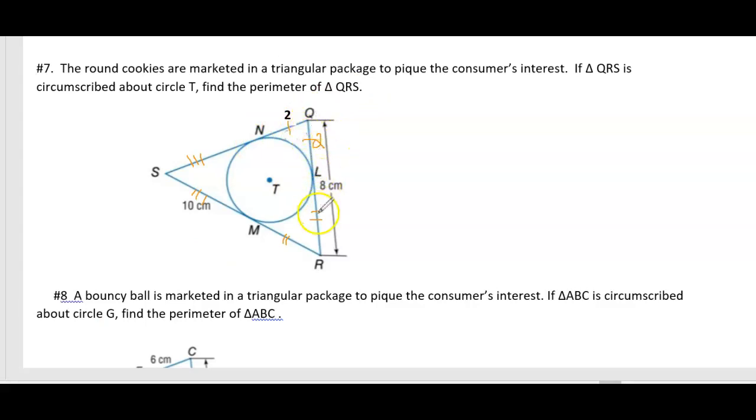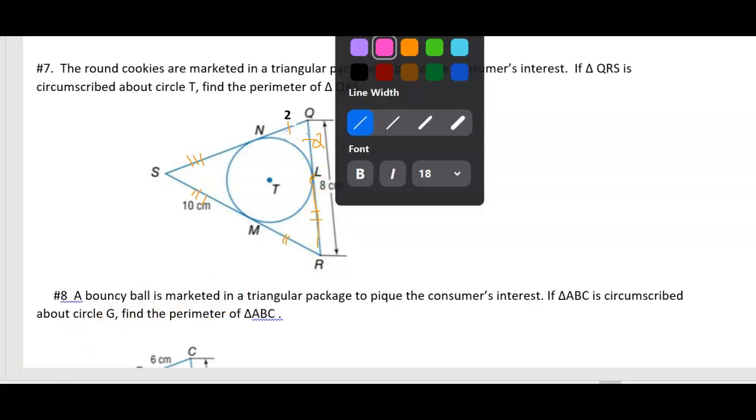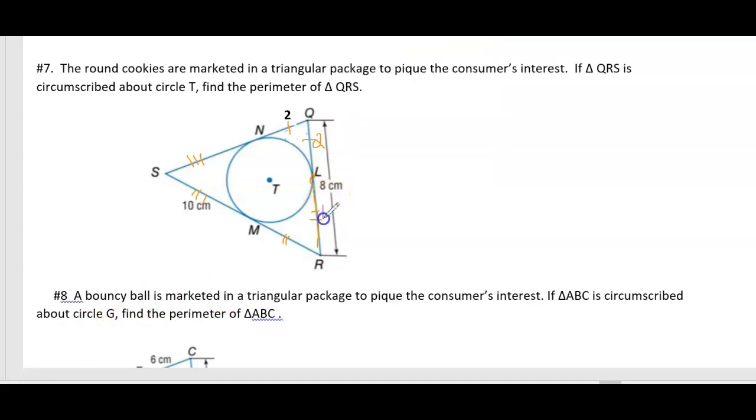Since I found 2, now I can find LR, because this whole thing is 8. QL is 2. So what does QLR have to be? 2 plus what gives me 8? Okay, good. You should have gotten 6. 6 plus 2, 6, 7, 8 is 8. So 6 plus 2 is 8. So if this piece is 6, then what is the other piece of the hat? Find MR. Okay, good. You should have gotten 6 also.